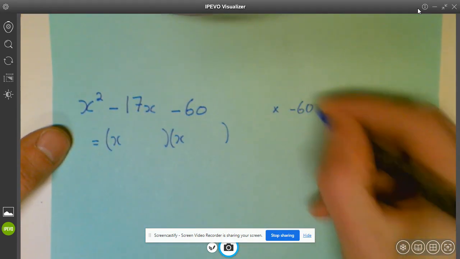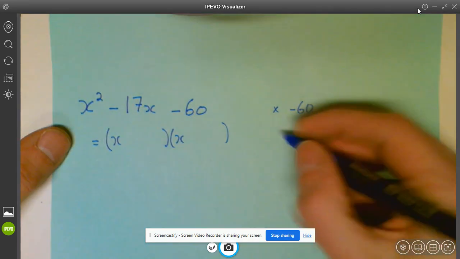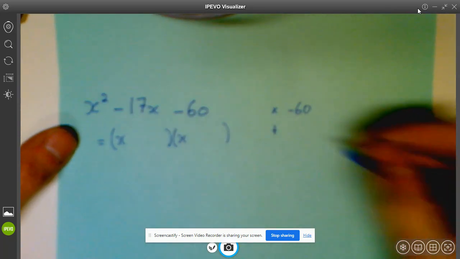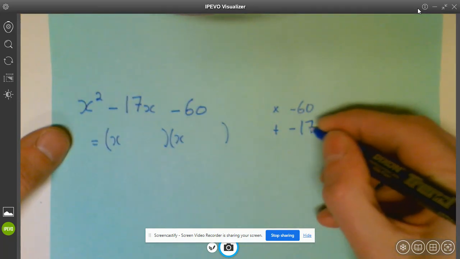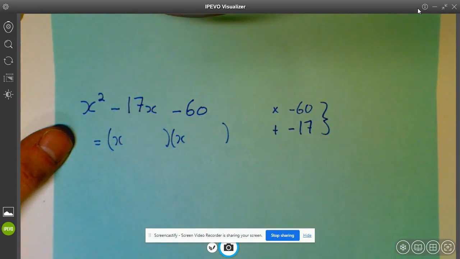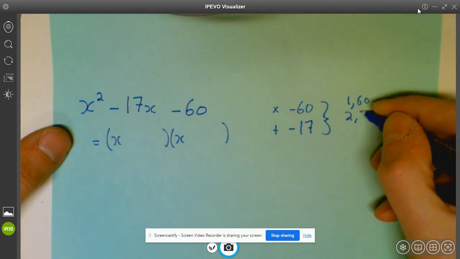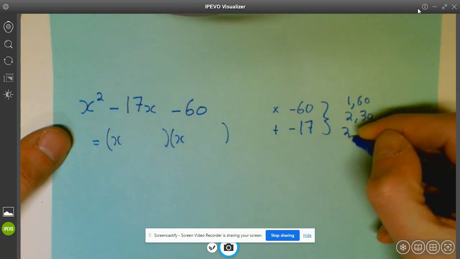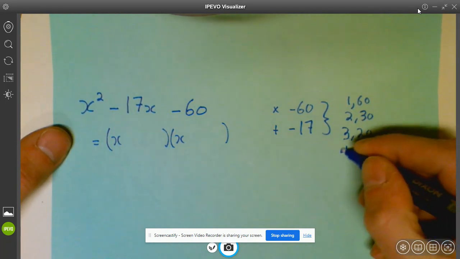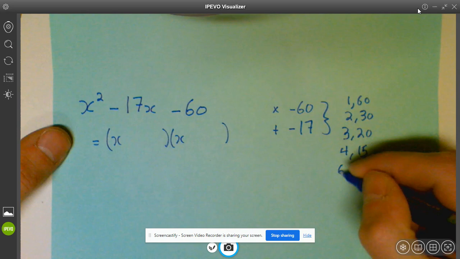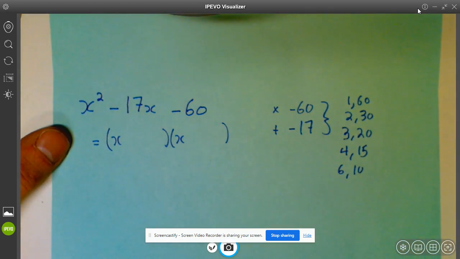If you're working with negatives or bigger numbers, it can sometimes be a little more daunting. I want to think of two numbers that multiply to negative 60 and add to negative 17. What I recommend is just writing out all the factor pairs that multiply to 60. So the quicker you can generate these factor pairs, the less stressful the process becomes. So there's all the pairs that multiply to 60.